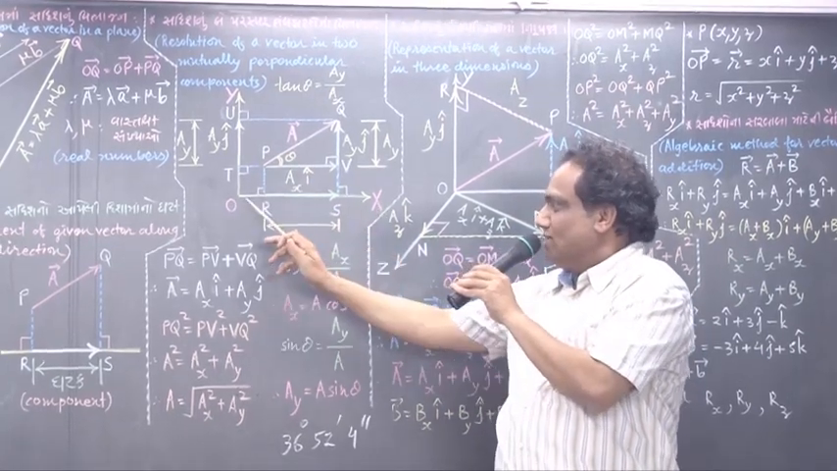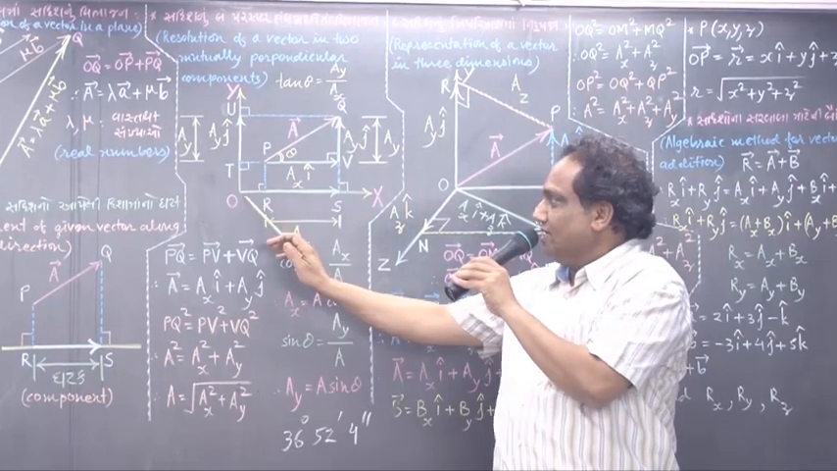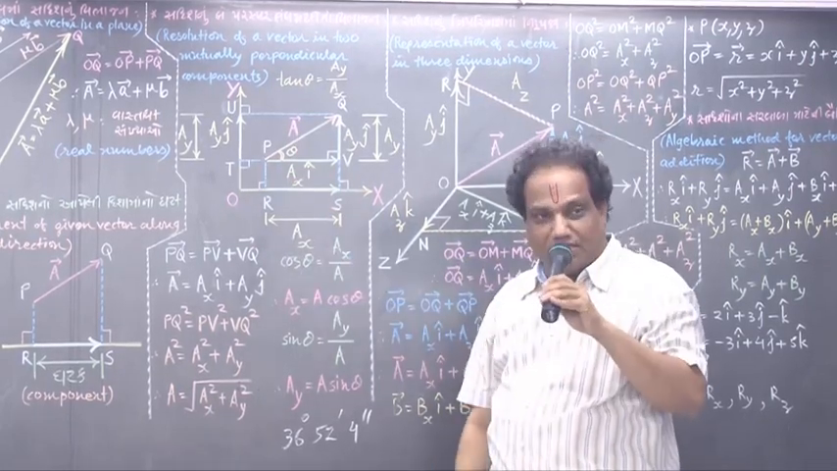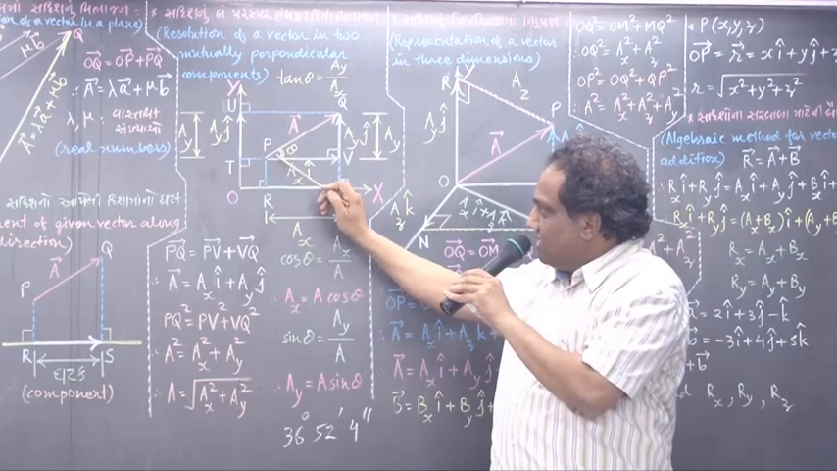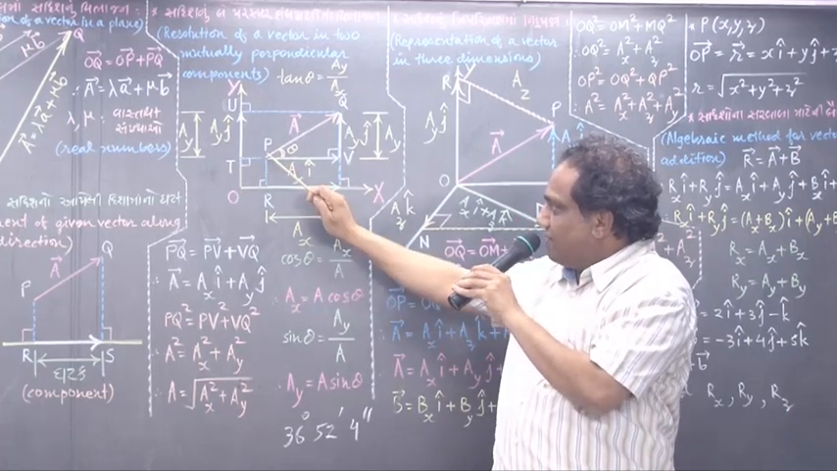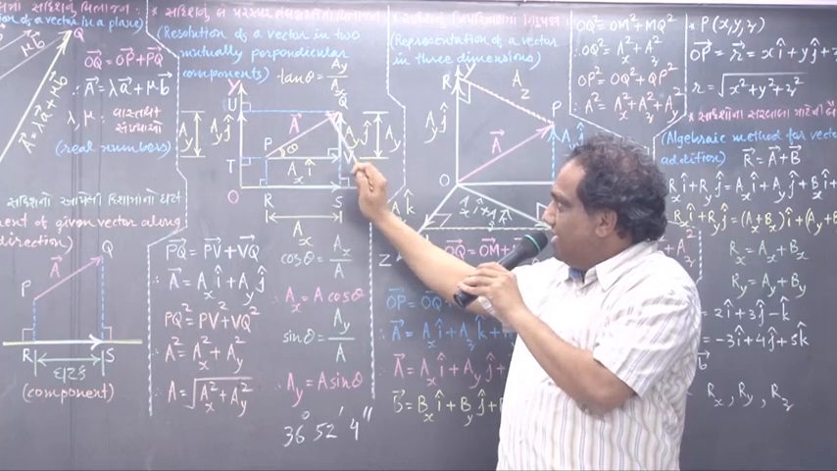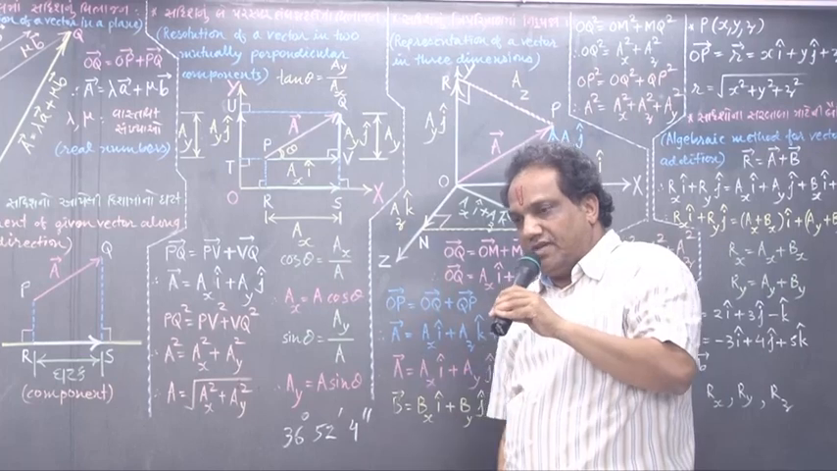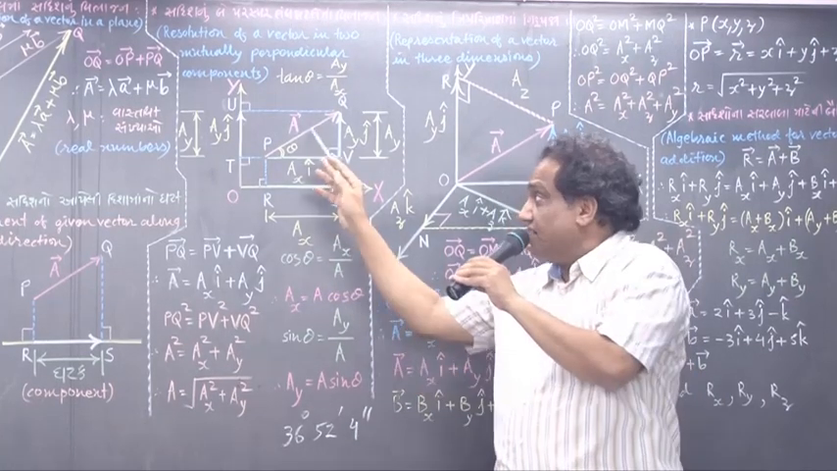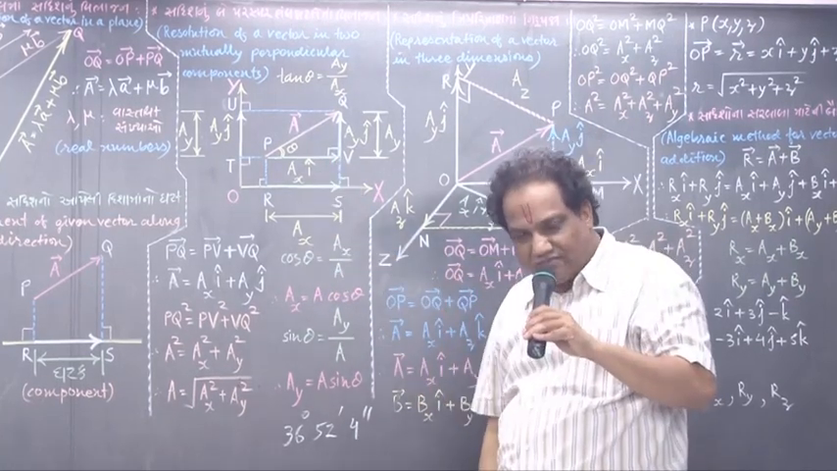This is the positive x-axis. This is the positive y-axis. Here is the origin. Now consider this as a given vector, say vector PQ. Let it be vector A. Somebody is asking me what is the component of this vector along the x-axis.